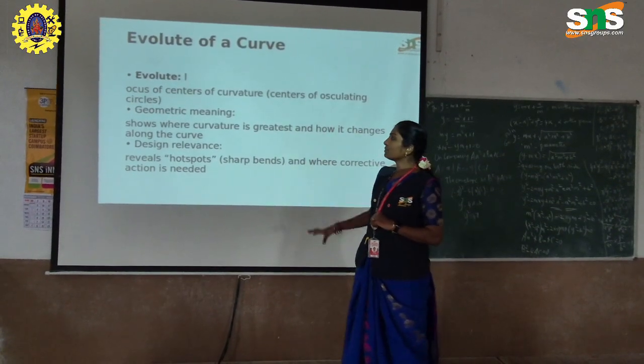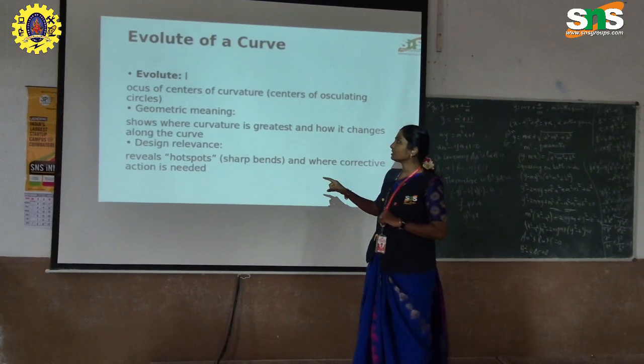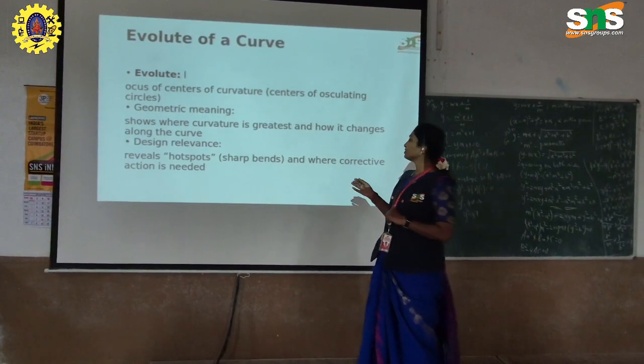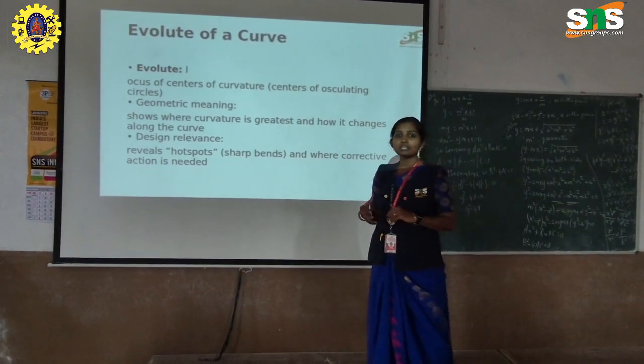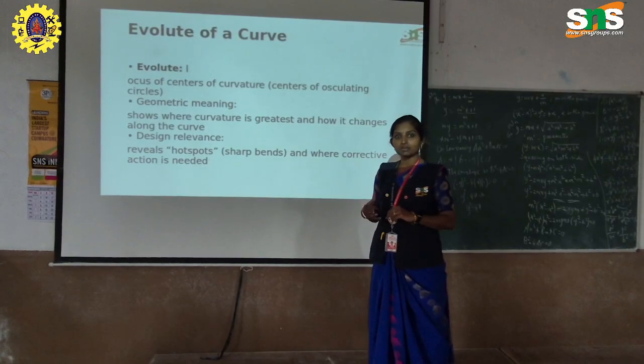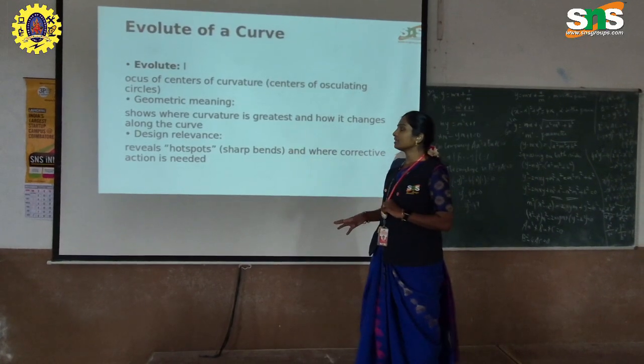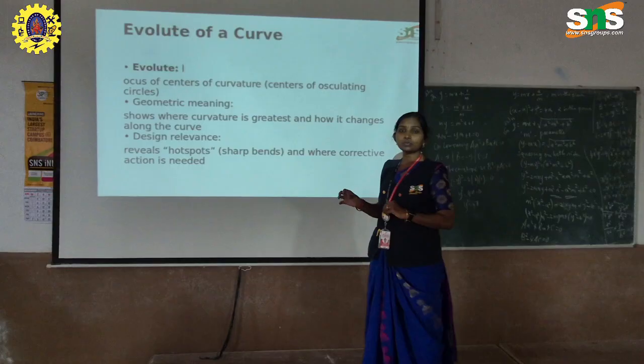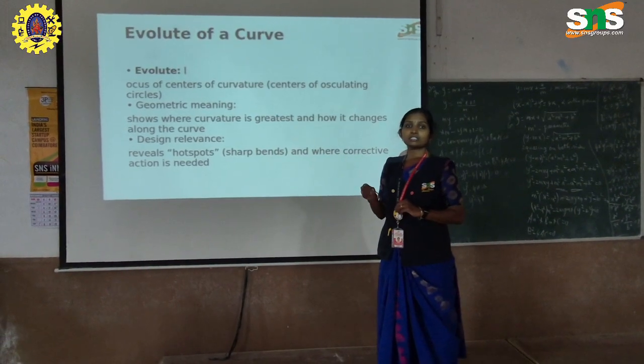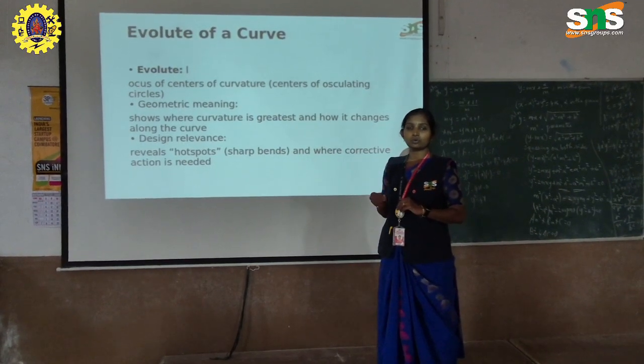So what is the geometric meaning? It shows where the curvature is greatest and how it changes along the curve. So the curvature can be measured with the help of this evolute also. And what is its design relevance? It really reveals the hotspots, wherever the curvature is high, wherever the curvature is low. Like so it will reveal.